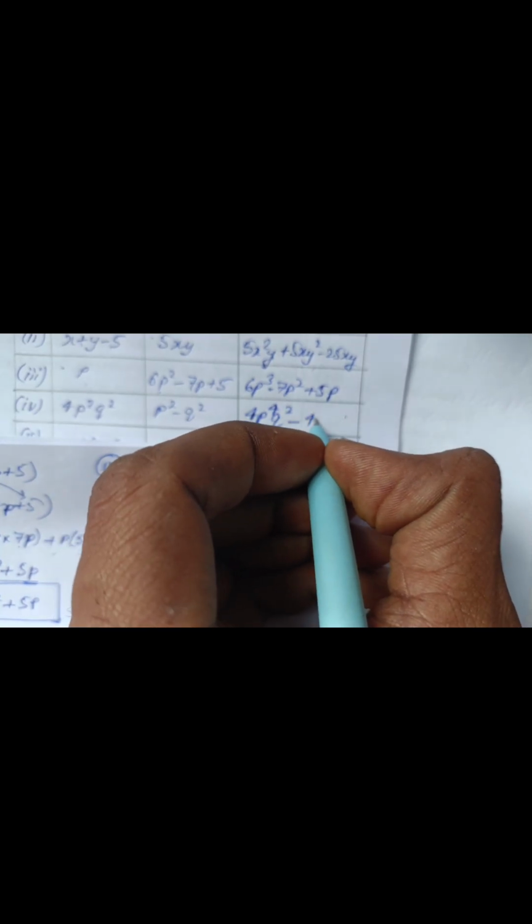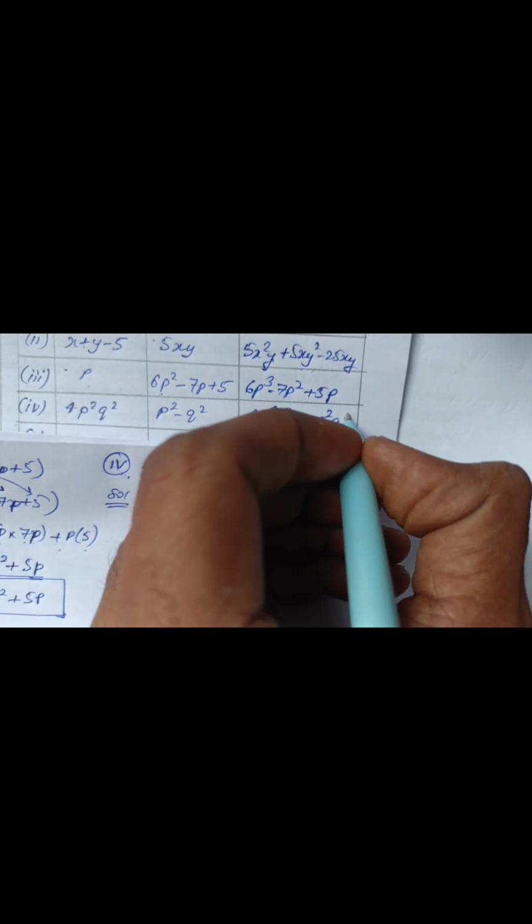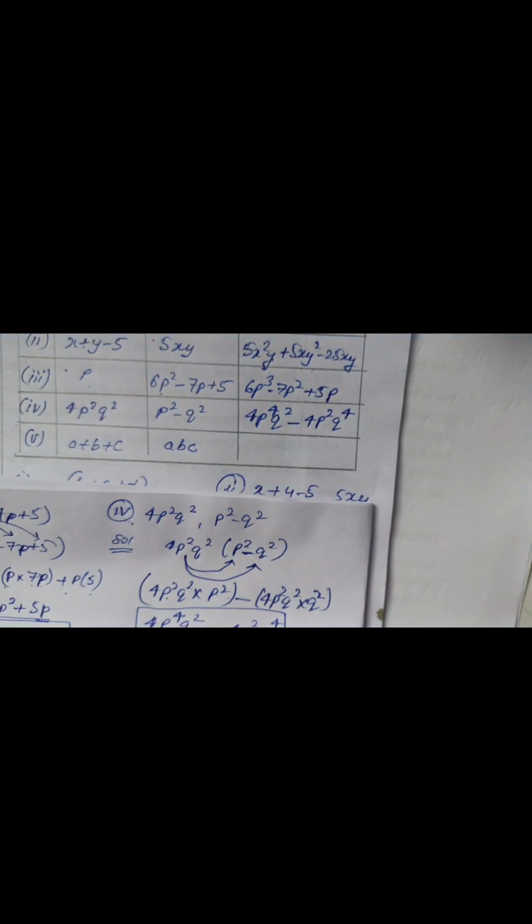Now minus sign as it is, minus into plus is minus. So 4p square q square into q square. Here 4p square, q raised to 4, because there is only q square here. When we multiply, this is the answer. So we will write it down: 4p raised to 4 q square minus 4p square q raised to 4 is the answer.